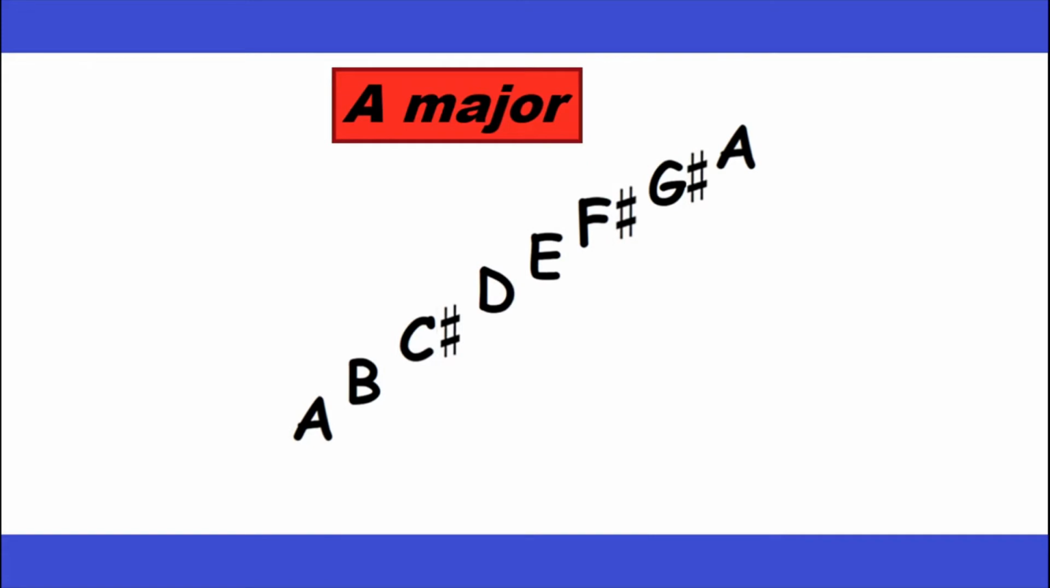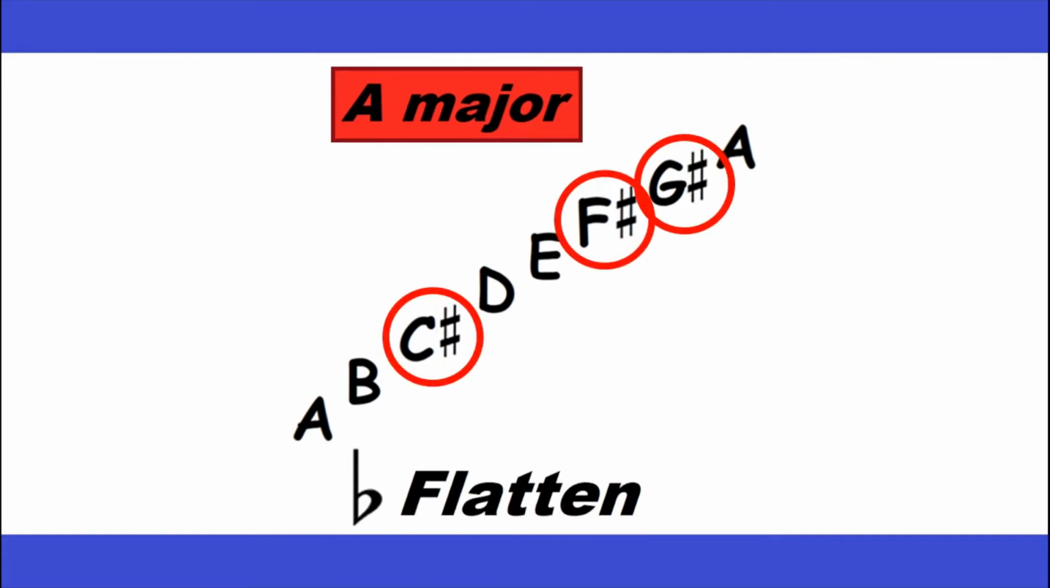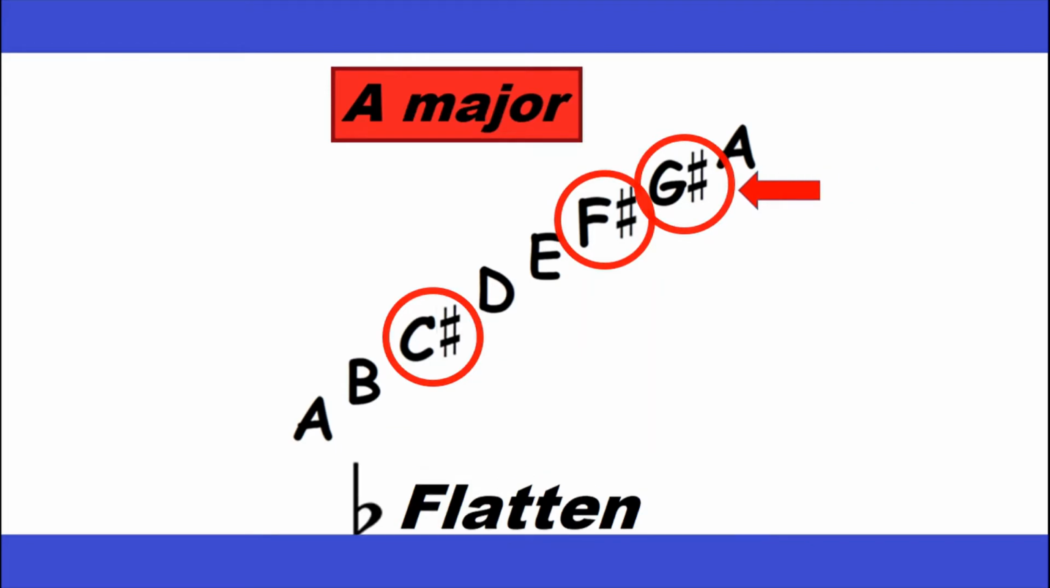Does that make sense? If you need to go drink some water and lie down, I'll understand. When it comes to our A major scale, here's how we apply that. Remember that we need to flatten the 3rd, 6th, and 7th notes, and G sharp is note number 7. A flattened G sharp becomes G. Very good. So let's continue.